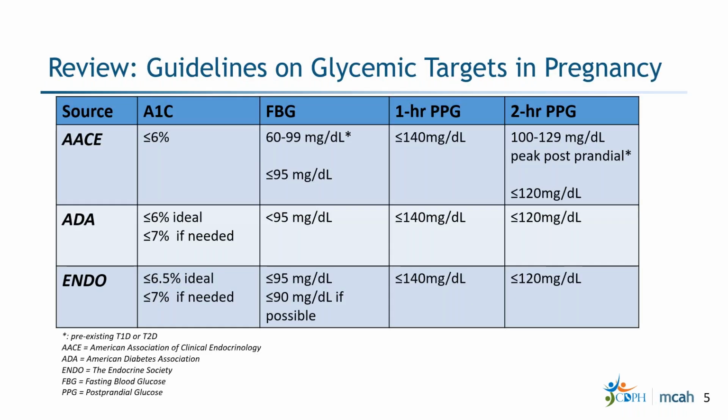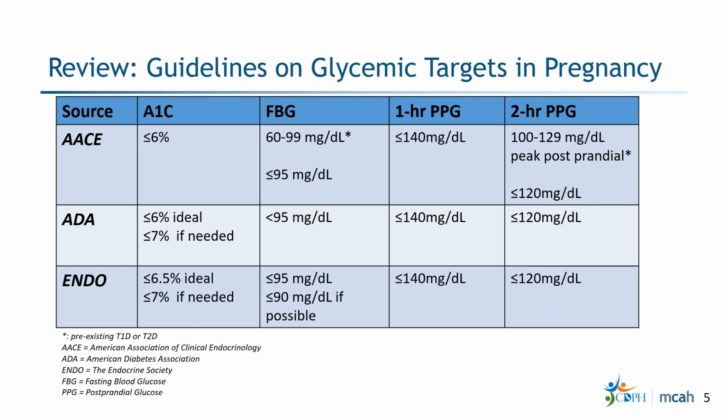In terms of our guidelines, we have different guidance from the various organizations about A1C targets and fasting and postprandial glucose targets. I've listed out here what we see from ACE, the American Association of Clinical Endocrinology, the ADA, the American Diabetes Association, and then the Endocrine Society. And in general, ACOG is pretty in line with ADA.